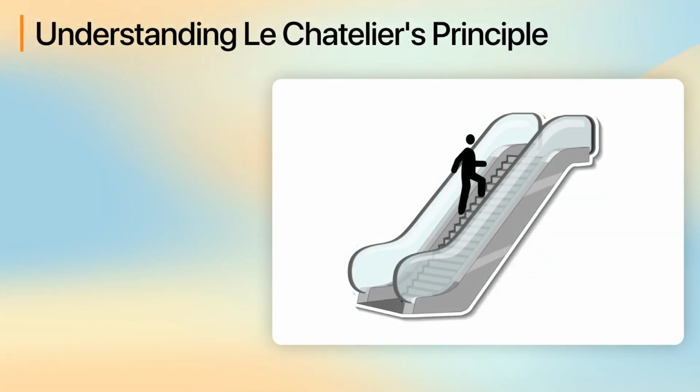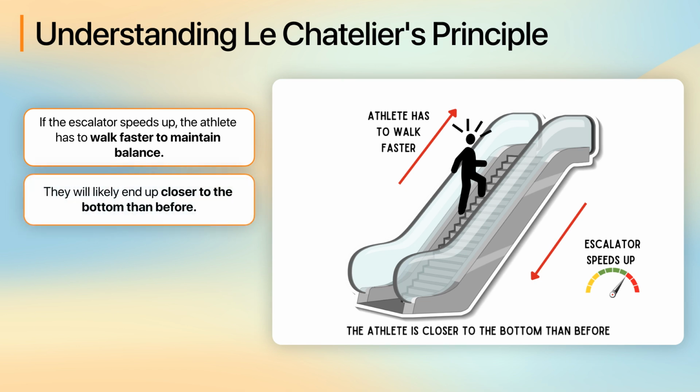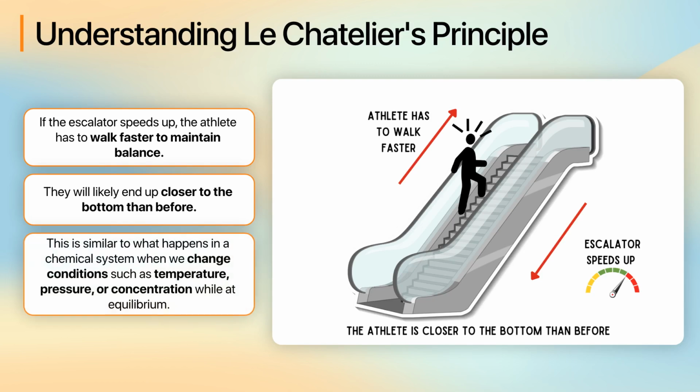But what if the escalator suddenly speeds up? In this case, the athlete has to walk faster to maintain balance. However, despite their best efforts, they will likely end up closer to the bottom than before. This scenario is similar to what happens in a chemical system when we change conditions such as temperature, pressure, or concentration while at equilibrium.